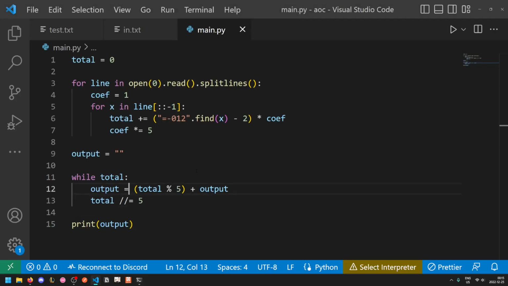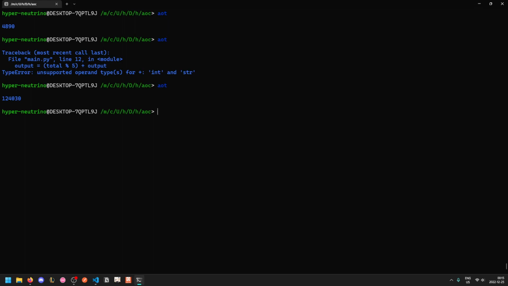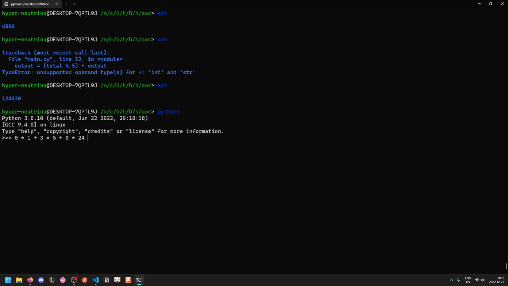Oh yeah, this needs to be a string. So that's regular base 5. And we can verify that this works by converting it back into decimal. So 0 times 1 plus 3 times 5 plus 0 times 25 plus 4 times 125 plus 2 times 625 plus 1 times 3125 is equal to our original number, 4,890.